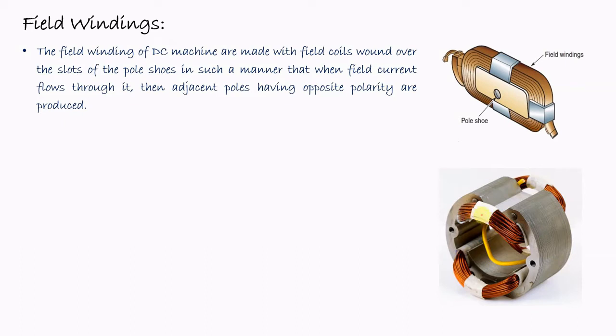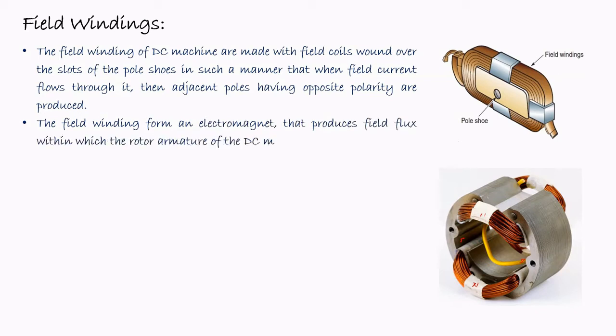If it is a four-pole machine, then one will be the north pole, second will be the south pole, then again north pole, then again south pole, and so on. So this is basically the structure of the pole shoe with the field winding. And here it can be shown in the stator how the field windings are connected. The main purpose of the field winding is that it creates the electromagnet to produce a uniform magnetic field. The field windings form an electromagnet that produces a field flux within which the rotor armature of the DC motor rotates and results in the effective flux.